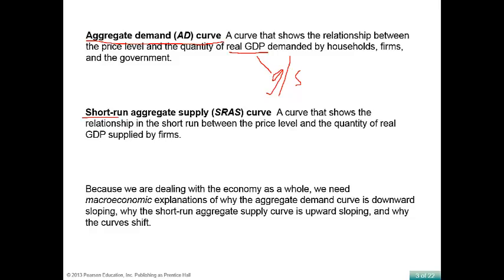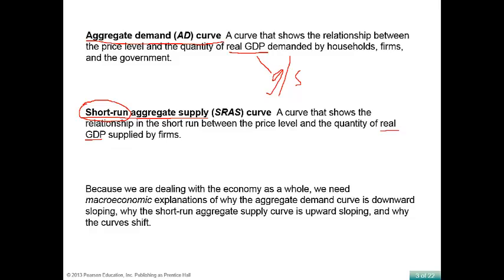The short-run aggregate supply curve is a curve that shows the relationship in the short run between the price level and the quantity of real GDP supplied by firms. Now, again, this real GDP replaces goods and services supplied by firms in our Chapter 3 lecture. And when we talk about aggregate supply or supply in the short run, we're going to see the differences between the short run and the long run supply curves.